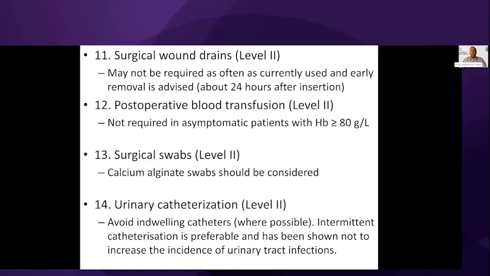In Egypt, I know that many of the surgeons use drains, but here is the level of evidence, as you can see. Post-operative blood transfusion, this is level 2 evidence to say it is not required in asymptomatic patients, especially if the hemoglobin is above 8.